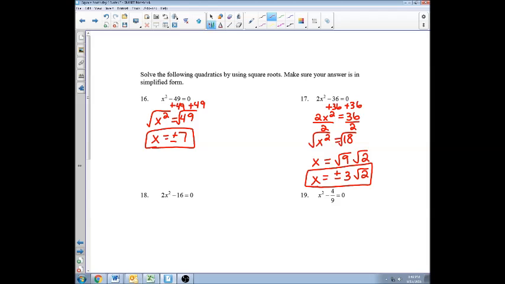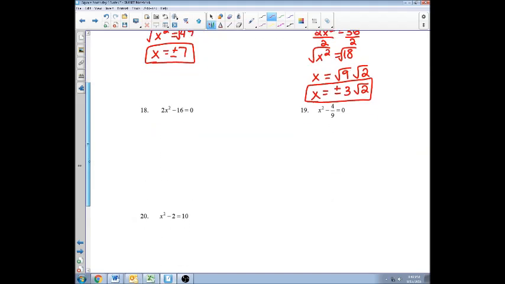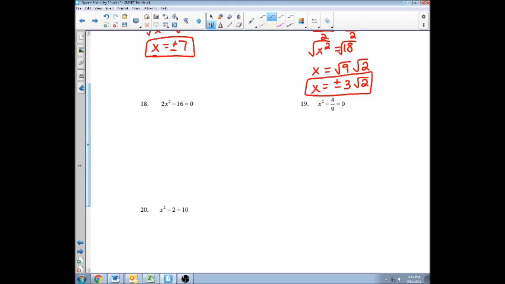If you type in 3 times the square root of 2 into your calculator, it should end up with the same number as if you typed in the square root of 18. All right. On to number 18, let's go ahead and add 16.